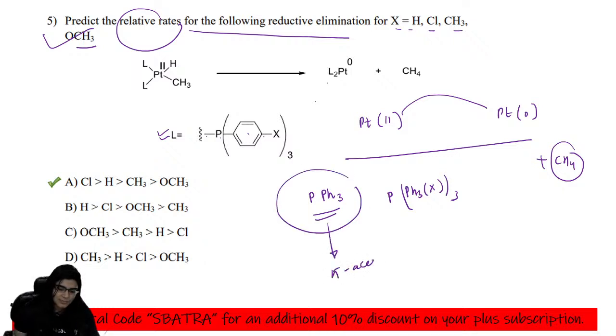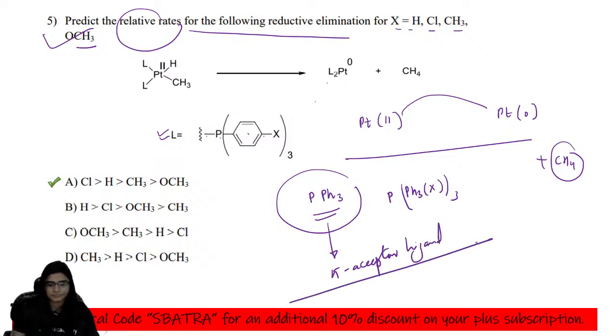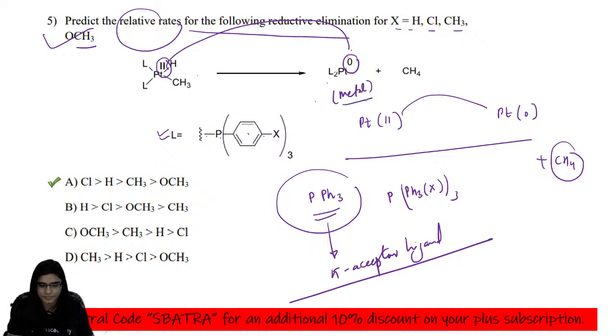Can I say this ligand is a pi acceptor ligand? PPh3 type of ligands are pi acceptor ligands, right? More electron density will stabilize the product. Now what you have to see over here is that when you go from 2 positive to 0, you are increasing electron density on the metal.